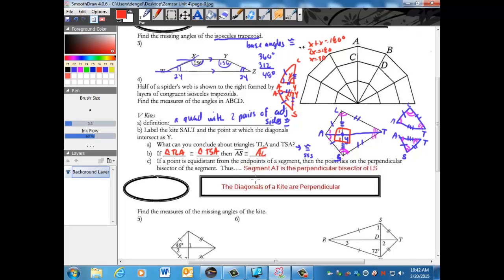The other thing that's important, please underline this as well, is that segment AT is the perpendicular bisector of LS. And that should make sense because we created 90-degree angles. We also show that these two lengths are the same, so this point is a midpoint of segment LS. So AT is actually the perpendicular bisector of segment LS. The other rule that we can draw from kites is that the diagonals of a kite are perpendicular.